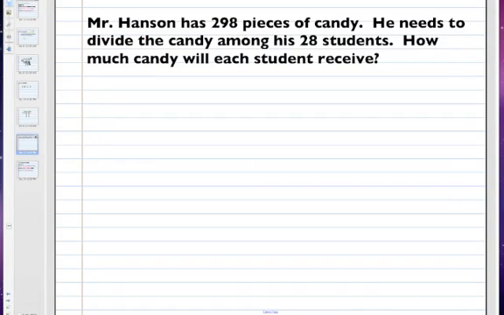I want you to solve this final problem in your notebook. Mr. Hansen has 298 pieces of candy. He needs to divide the candy among his 28 students. How much candy will each student receive? Set the problem up in your notebook and use column division to find the answer. Press play when you're ready to check your work.